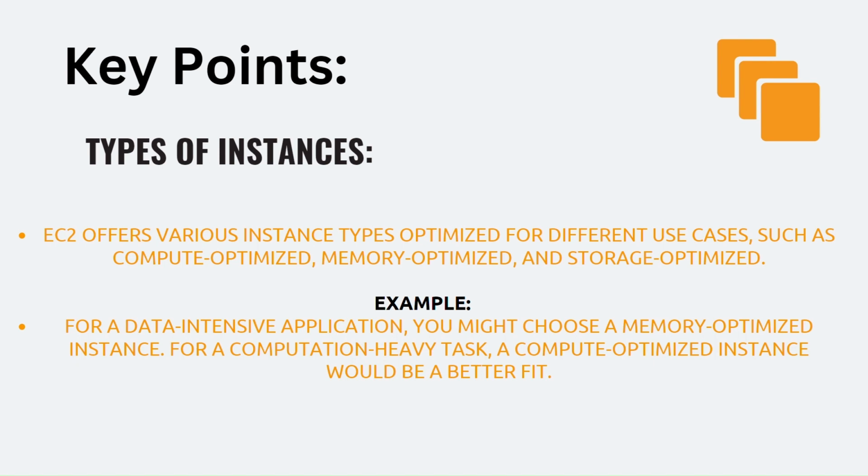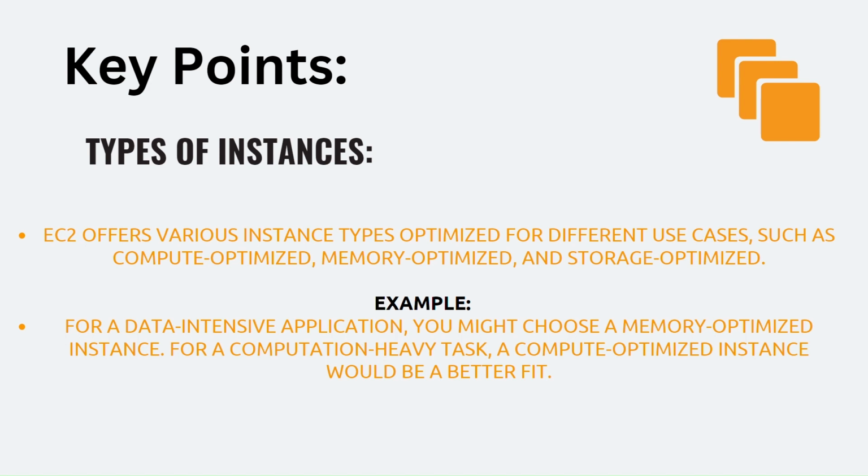So basically, Amazon EC2 gives you the flexibility to choose the right type of virtual computer for your specific needs, whether you need speed, lots of space, or extensive storage. EC2 has got you covered. It's like having a toolkit where you can pick the perfect tool for the job at hand, right? For example, for a data intensive application, you might choose a memory optimized instance. For a computation heavy task, a compute optimized instance would be a better fit.